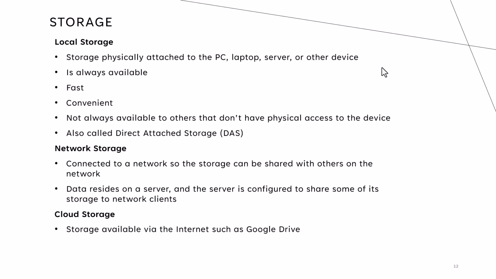Network storage is connected to a network, so the storage can be shared with others on the network. So you have a server in a server room or a wiring closet, and it's got a bunch of disk space on it, and everyone that's attached to that network, where that storage is located, can access that disk drive or disk drives. The data resides on the server, and the server is configured to share some or all of its disk space. Cloud storage is available via the internet. Think Google Drive.